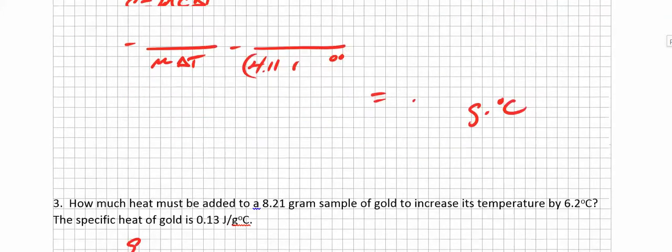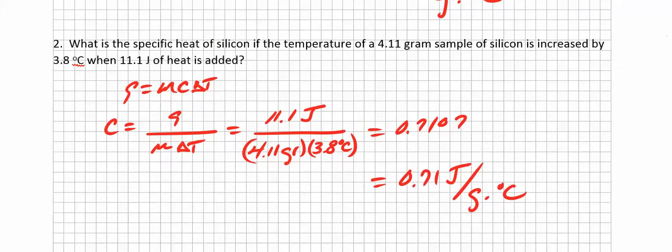Number 2 says, what is the specific heat of silicon if the temperature of a 4.11 gram sample of silicon is increased by 3.8 degrees Celsius when 11.1 joules of heat is added? Essentially the same problem as number 1. This time it's just a different substance. Same formula, Q equal mc delta T. Let's isolate the C. We get C is equal to Q divided by m divided by delta T. Let's just plug in now. For the Q, the heat added is 11.1 joules. We'll divide that by the mass, 4.11 grams, and divide again by the temperature change, 3.8 degrees Celsius.